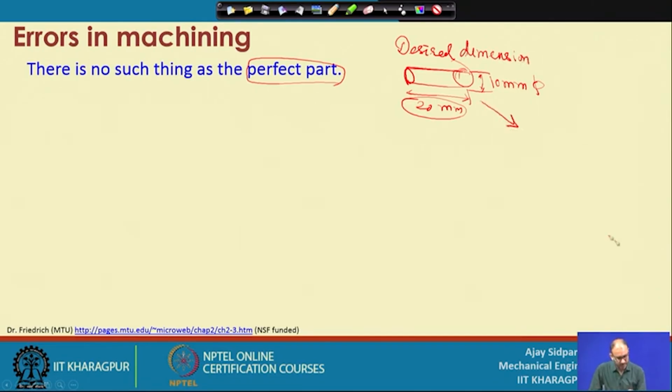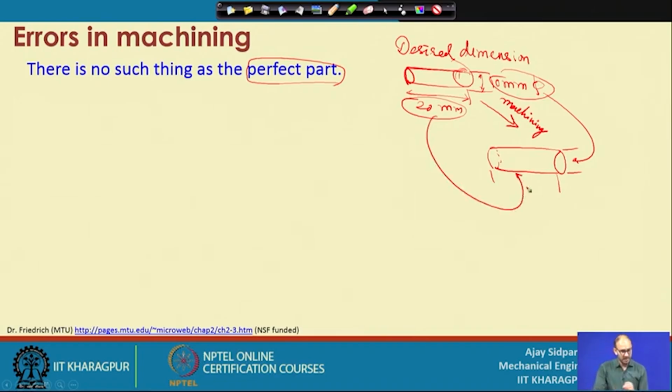If you machine it and you are getting the same thing, whatever dimension you designed, then we can consider this the perfect machining. But generally it will not happen, because whatever we design in 3D modeling software or different types of CAD software, those parts you can easily get.